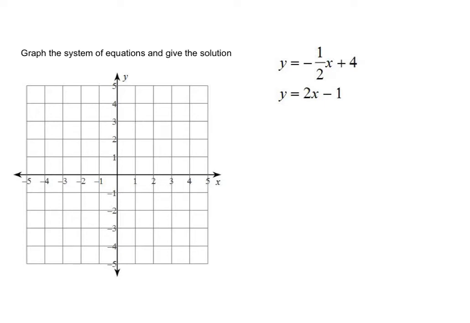First you want to graph the two lines independently from each other. So we have our first equation, and our slope and y-intercept must be identified because it's in y equals mx plus b form. My y-intercept is 4 because of that positive 4. And then my slope is negative 1/2, because that's the number being multiplied with x.